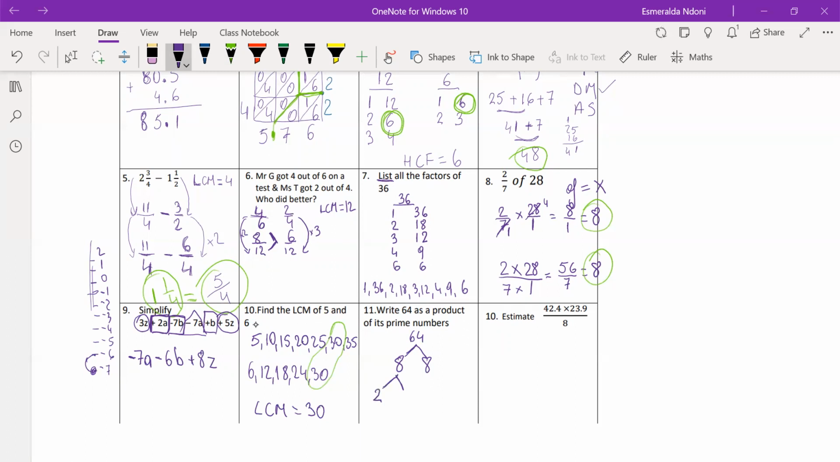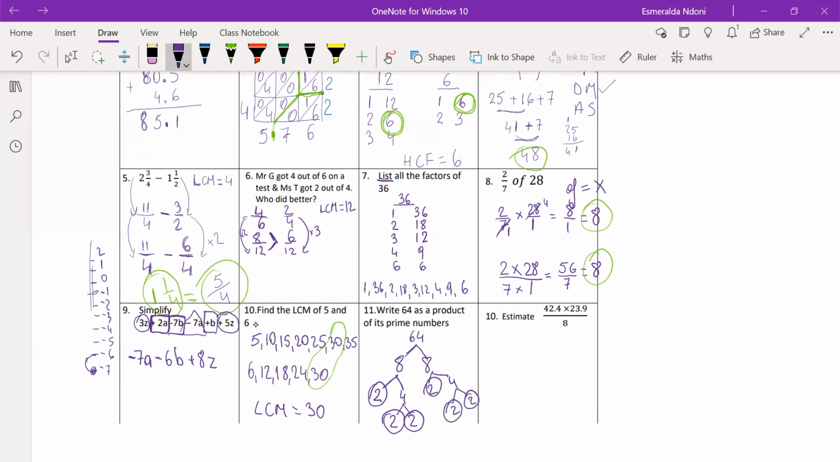Okay, so 2 and 4. Any of them prime? Yes, 2 is prime. You circle it. Is 4 prime? No. So 2 and 2 make 4, and those are primes. And you circle them. But then you ask yourself, what about this other 8? Well, you have to break that down into 2 and 4 and do the same thing with it.